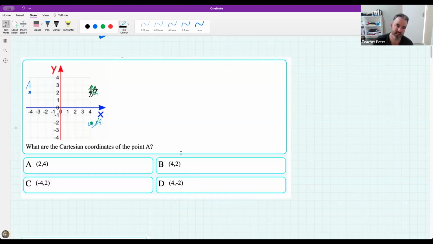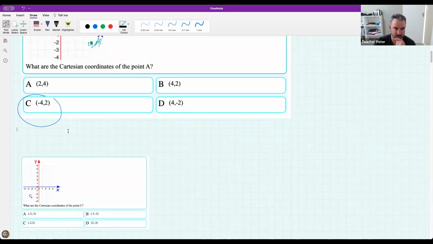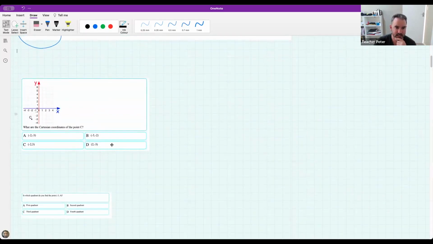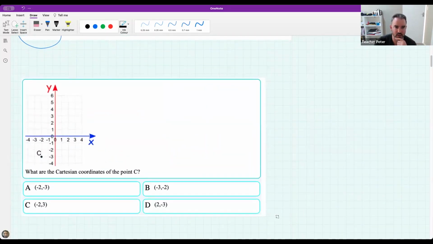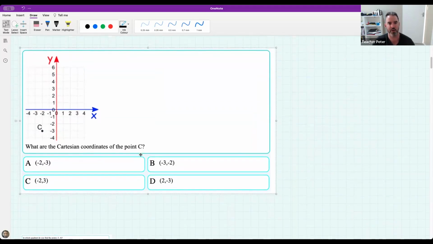Okay, so I can clearly see you guys know this super well. So C is (-4, 2), so 4 across, 2 up. So you know how to navigate the Cartesian plane. So that's awesome. So top notch for you guys. Let's just do another one like this. What are the Cartesian coordinates of the point C?